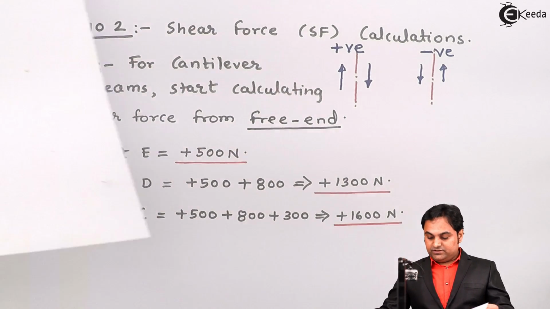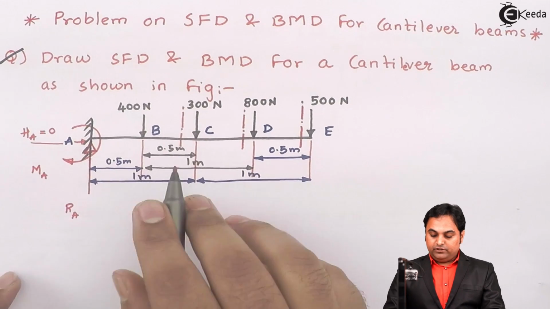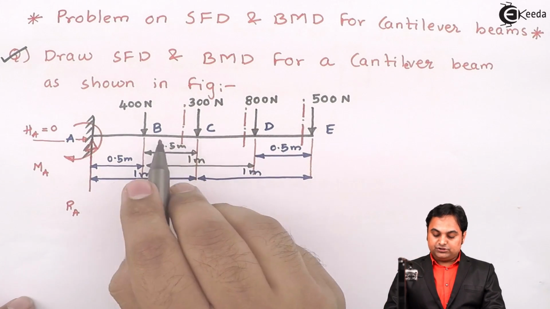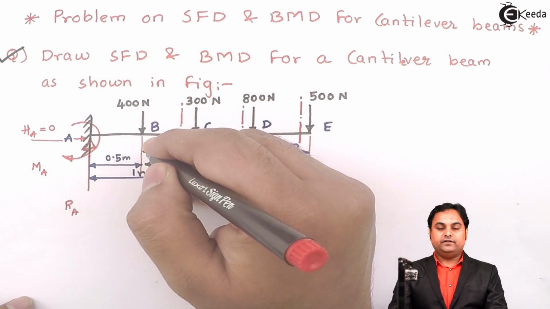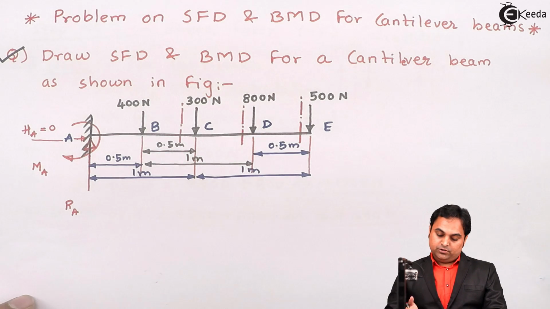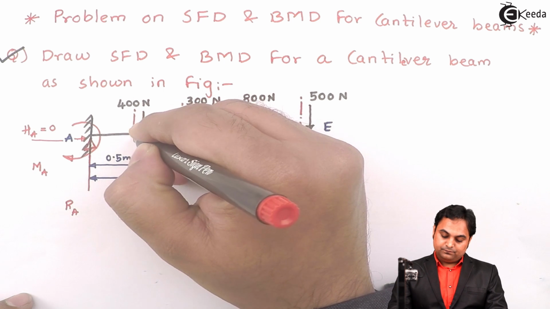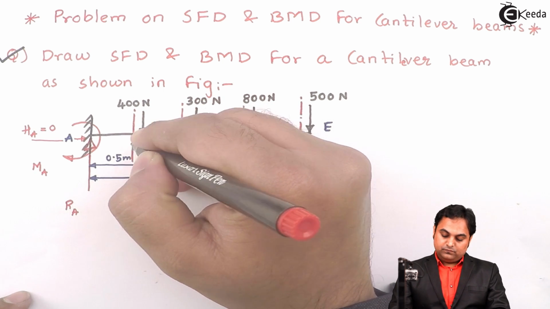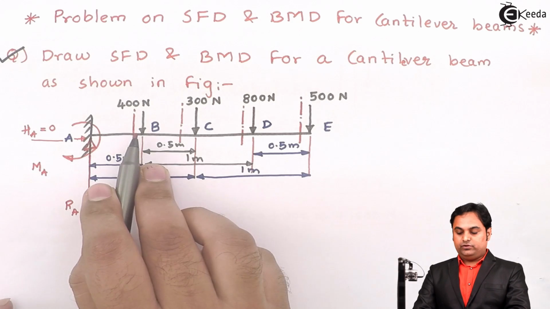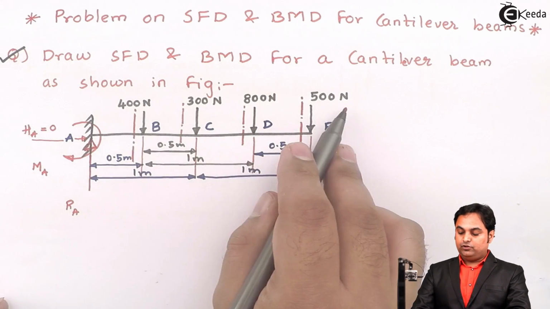Now this value of shear force will be constant up to the right hand side of B, that is, the value will be 1600 Newton. Next, if I take the section to the left of B, then I even have this 400 Newton force, so that will be addition of all forces.